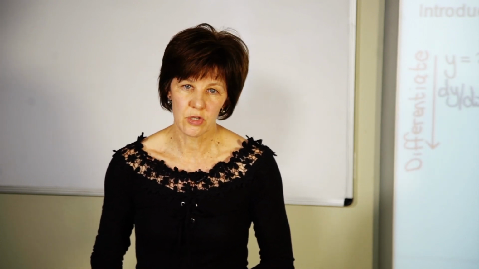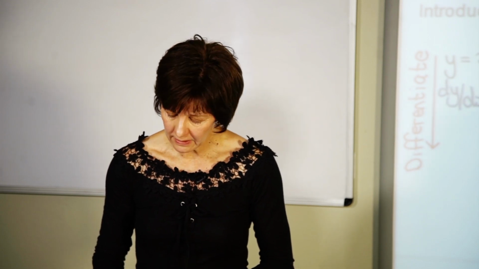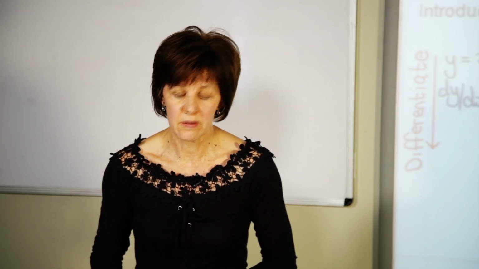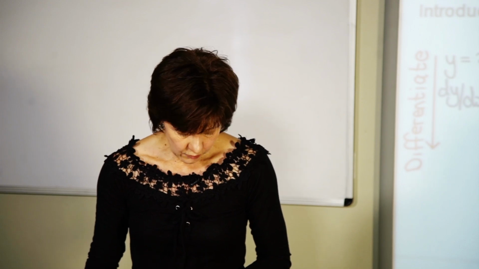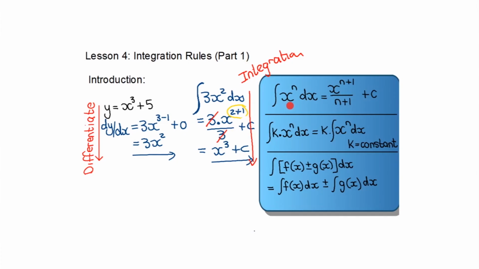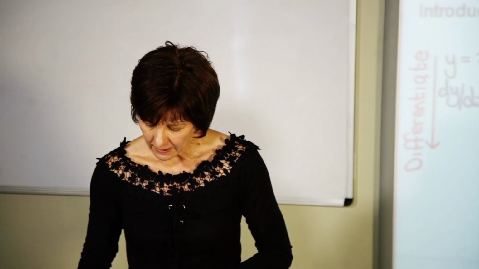There are more integration rules on your formula sheet, but we are going to start off by looking at the first 3. The first one says, if I have an x to the power n, what should you do? You write down the x to the power n that you have, you add a 1 to the exponent of that x that you already had, and you divide by this new exponent, which is n plus 1, and you have to remember to say plus a constant.